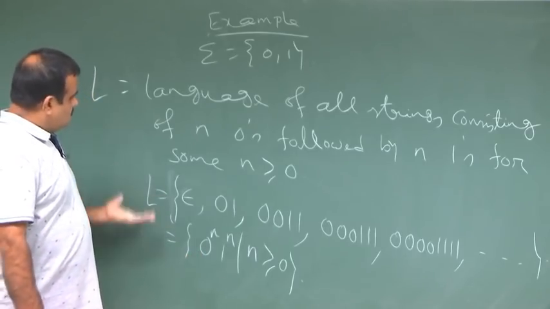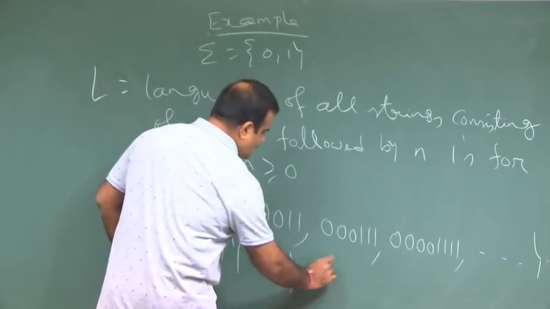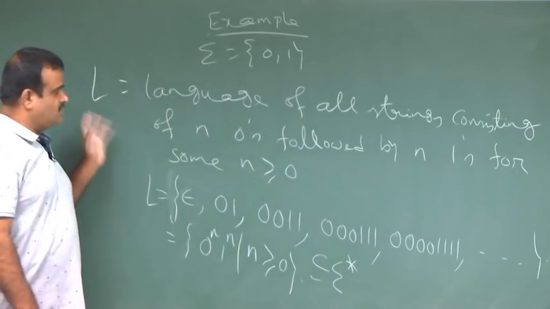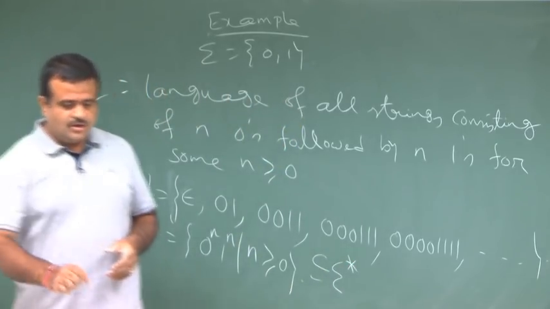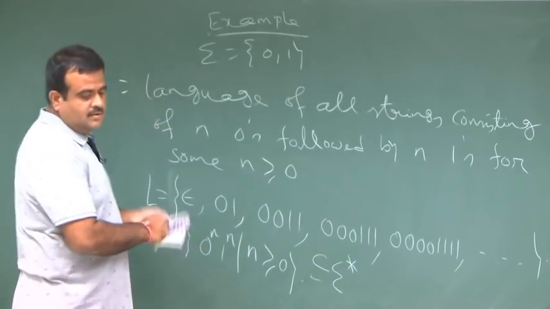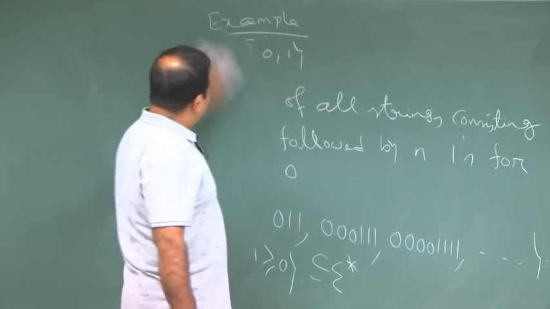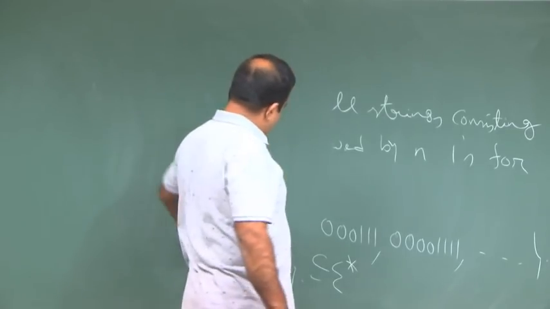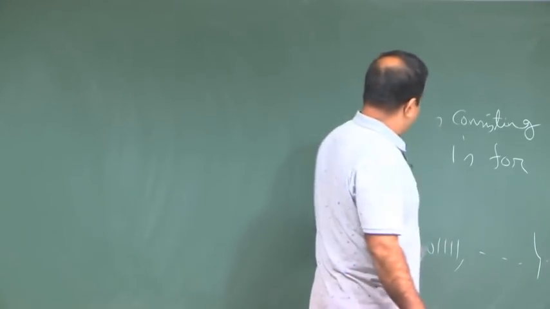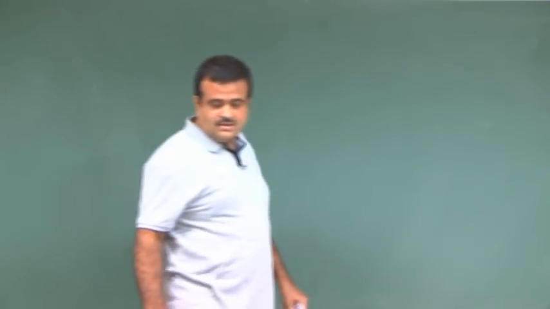So, this is also a subset of sigma star. Any subset of sigma star is a language. This is an example of a language. Now, we will take another example, like the set of all strings. We define a language such that it is a string where the number of zeros and the number of ones are the same. We count the number of zeros and we count the number of ones, and these are the same.